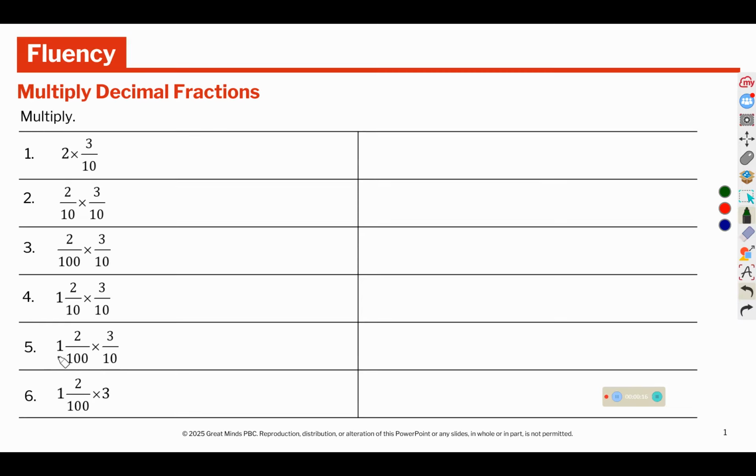So 1 times 100 is 100, plus the 2 from the top makes 102 over 100. 3 times 10 is going to stay. Then we're multiplying. 102 times 3 is 306. 100 times 10 is 1,000. Like I said, don't worry about simplifying or reducing.